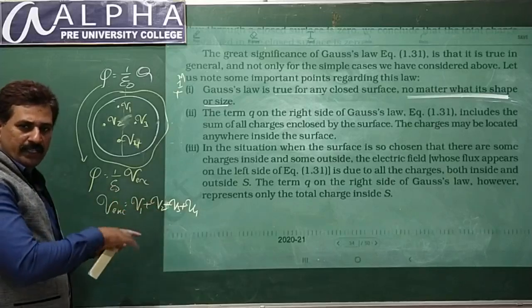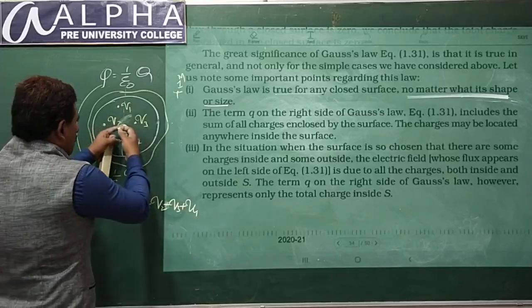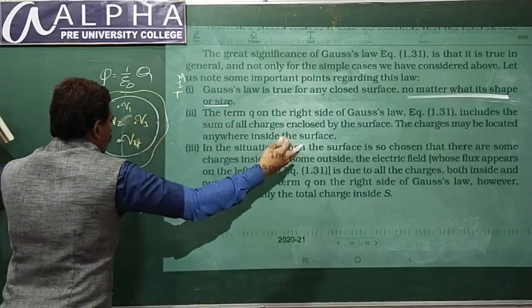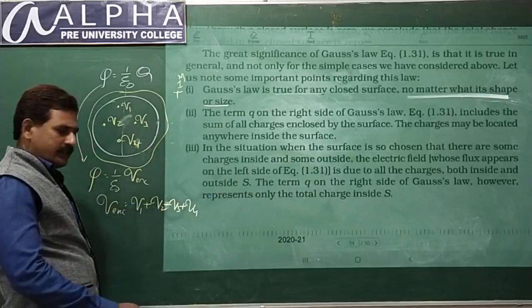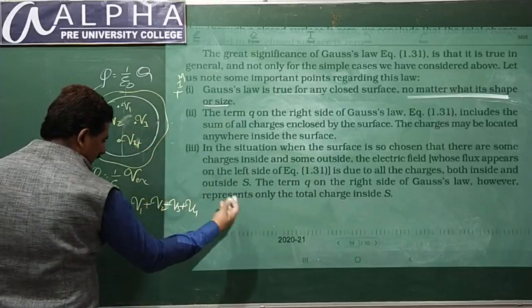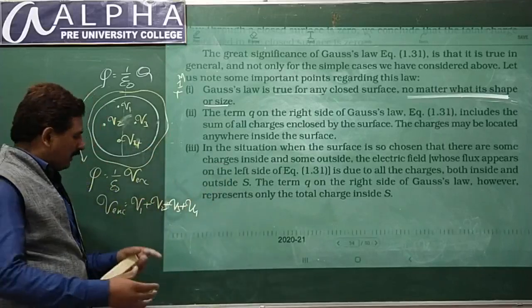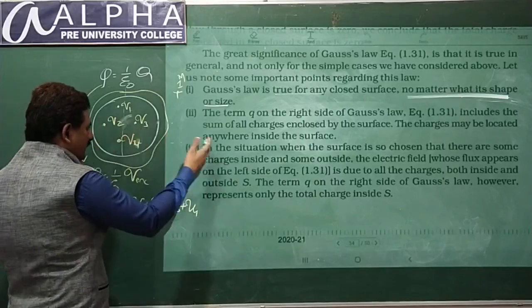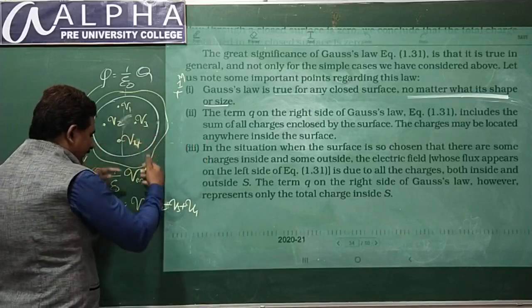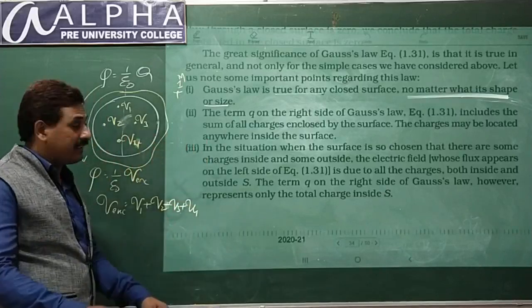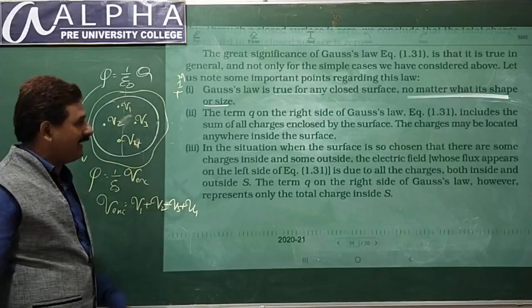Maybe positive, negative. All positive: flux emerges out. Outward flux you see. All charges negative: inward flux. Some positive, some negative: depending on the sum, flux will be outwards if net charge is positive, flux will be inwards if net charge is negative. Like that you think. That's what he says in the second point.